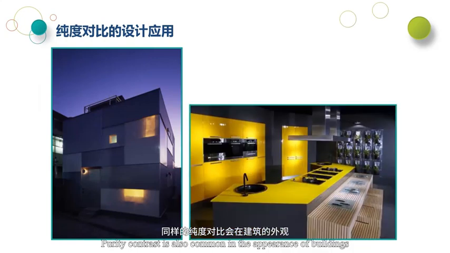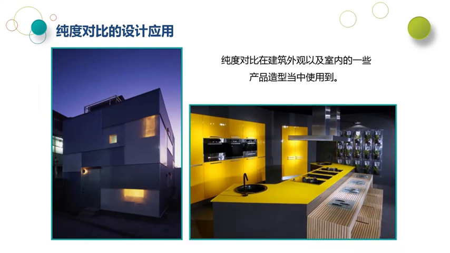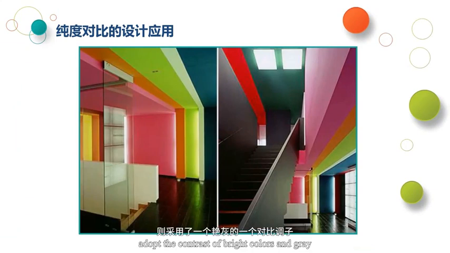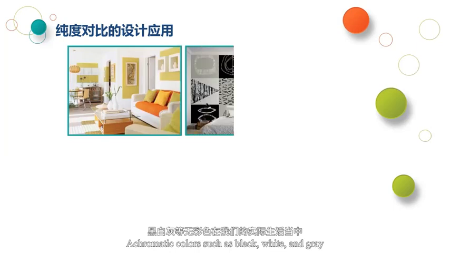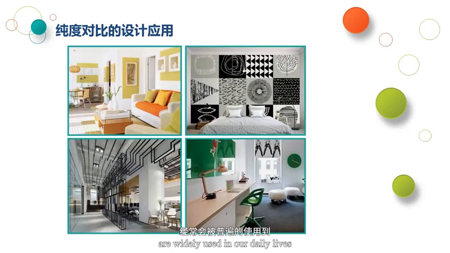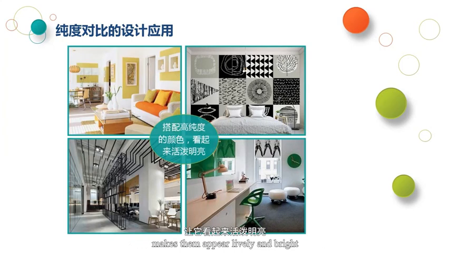Purity contrast is also common in the appearance of buildings and some interior product designs. Pictures of these interior spaces adopt the contrast of bright colors and gray. Achromatic colors such as black, white, and gray are widely used in our daily lives. Matching them with colors of high purity makes them appear lively and bright.